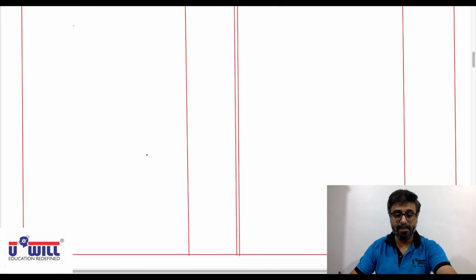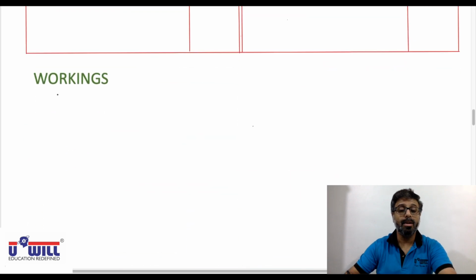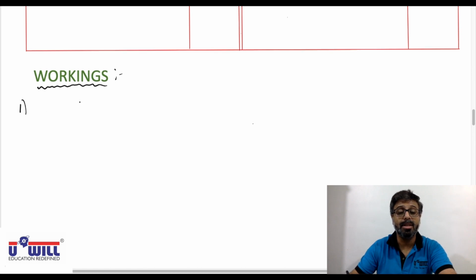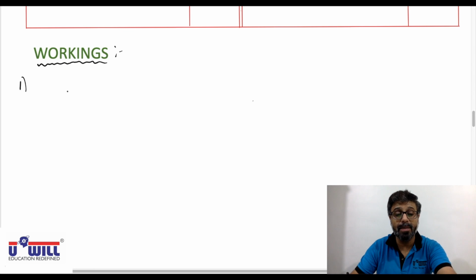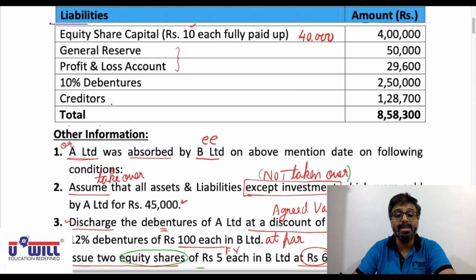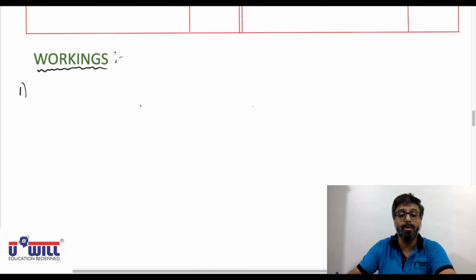Okay, I hope everyone has made the format. Now look at the workings. Workings we will make now. First working we had made for debentures in the last question. Same way in this question also we will make the workings for debentures. Which are the debentures in the old company? Come on, you all can see here 10% debentures, 2,50,000. So all of you write down on your own.